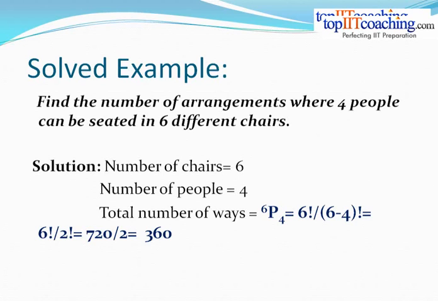Now 6 factorial is nothing but 1 into 2 into 3 into 4 into 5 into 6, and that is equal to 720, and 2 factorial is 2 into 1, which is 2. So 720 divided by 2 is equal to 360. So the number of ways in which we can arrange 4 people in 6 different chairs is equal to 360.